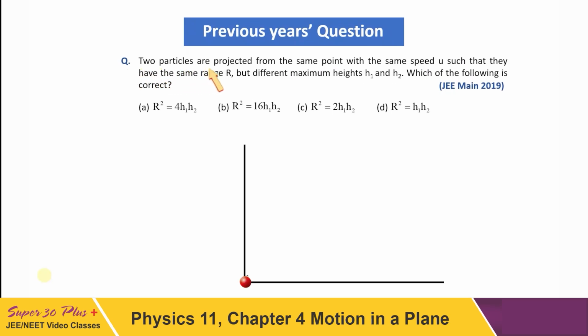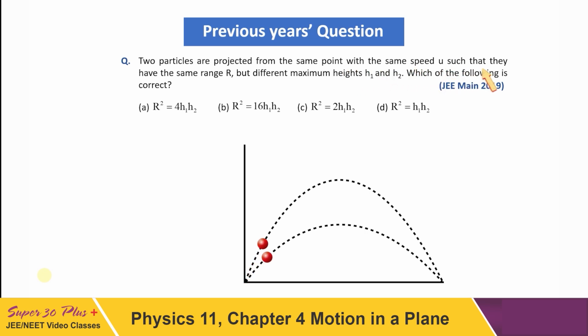Two particles are projected from the same point with same speed u such that they have the same range. Okay, here range is same but different maximum heights h1 and h2. What is the relation among r and h1, h2? Okay, let us start with the range. Here it is given that range is same.